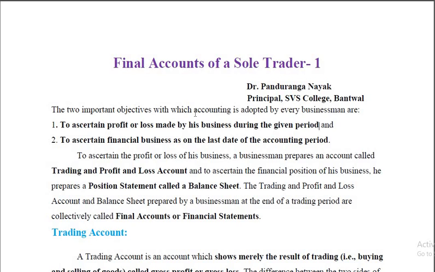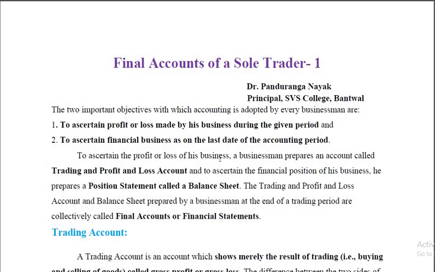Number one, to find out whether the business has earned income or incurred loss, profit or loss, during the given period, normally 12 months. Then at the end of the accounting year, what is his financial position, whether the assets are more than liabilities or liabilities are more than assets. So these are the two main objectives of the business.